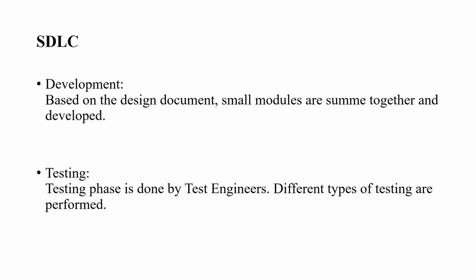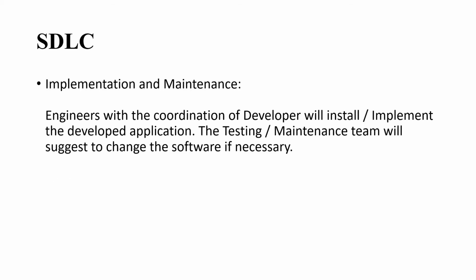Then the next phase is testing. The testing phase is done by the test engineers. Various types of testing happen in this phase, for example, black box testing and white box testing. Black box testing is nothing but checking all the functionalities and modules mentioned in the analyst's document. And white box testing is nothing but the coding. All syntaxes will be covered in white box testing.